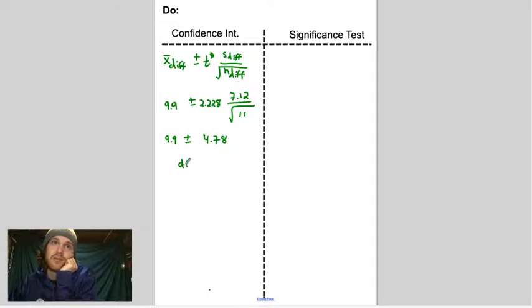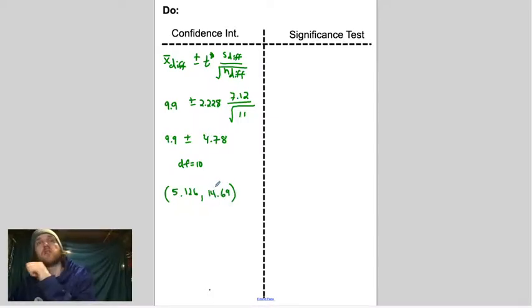With df 10, we end up with an interval from 5.126 to 14.69. So basically, we're pretty sure that the mean difference in heart rate when people stand versus sit is somewhere between 5.126 and 14.69 beats per minute. Okay, so that means we should get a small p-value over here when we do our test. So let's go ahead and do our significance test.